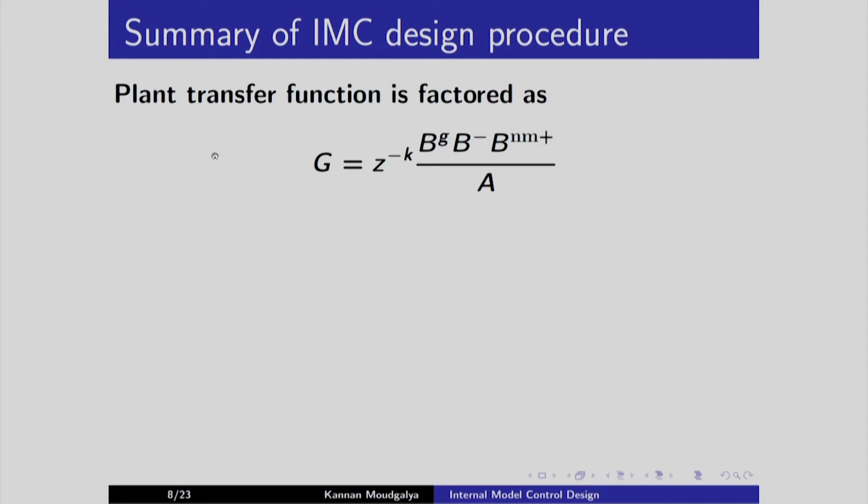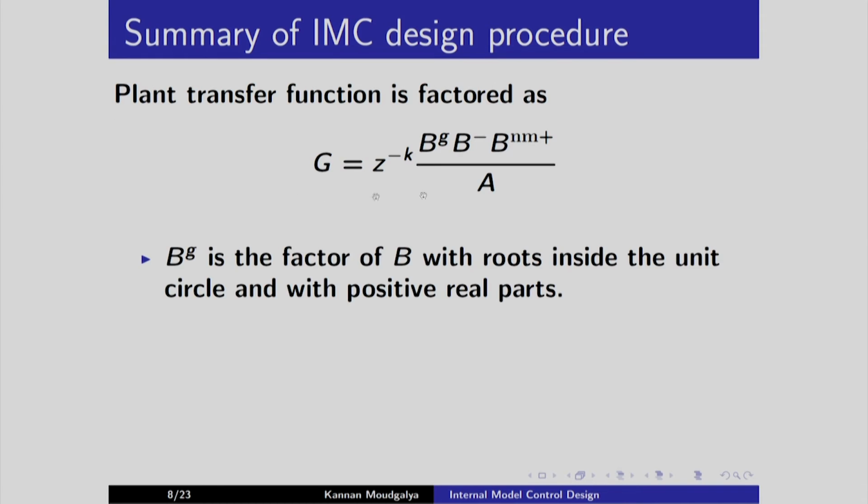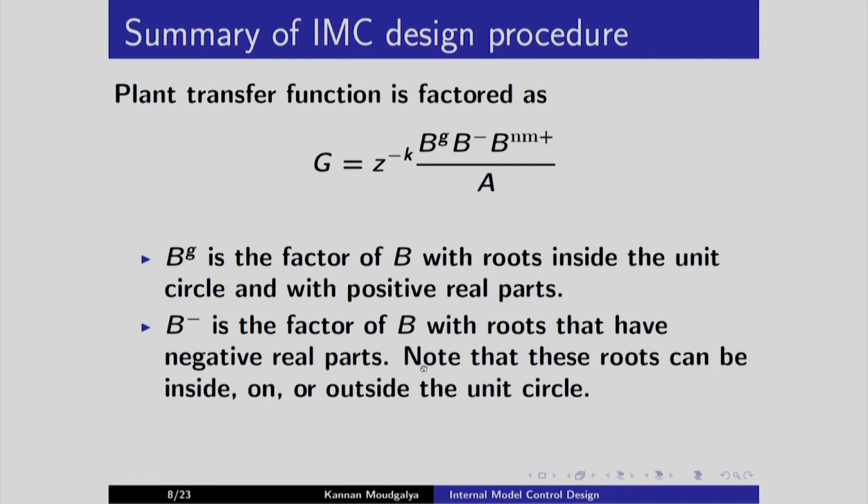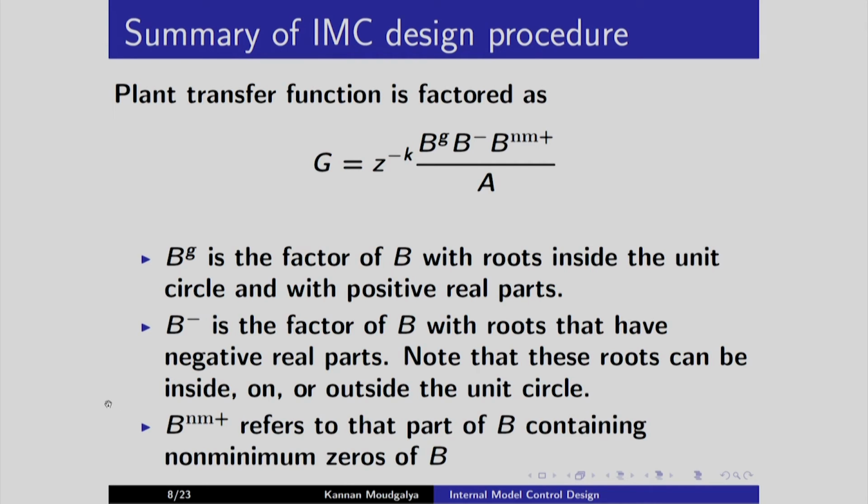So let me summarize. The plant transfer function is factored as given here, where B g is the factor of B with roots inside the unit circle and with positive real parts. B minus is the factor of B with roots that have negative real parts. Note that these roots can be inside, on or outside the unit circle. B nm plus refers to that part of B containing non-minimum zeros of B with positive real parts. It will become clear in the next slide.